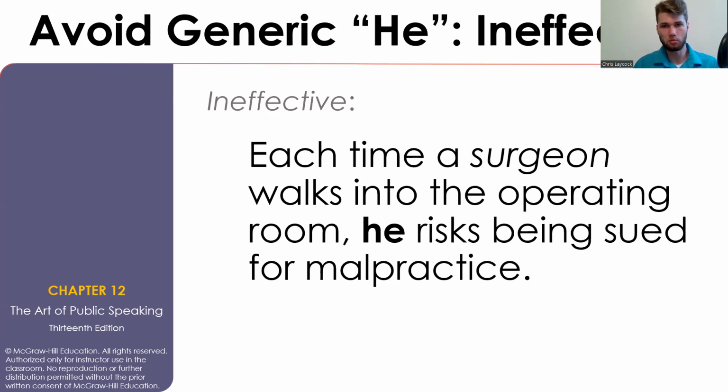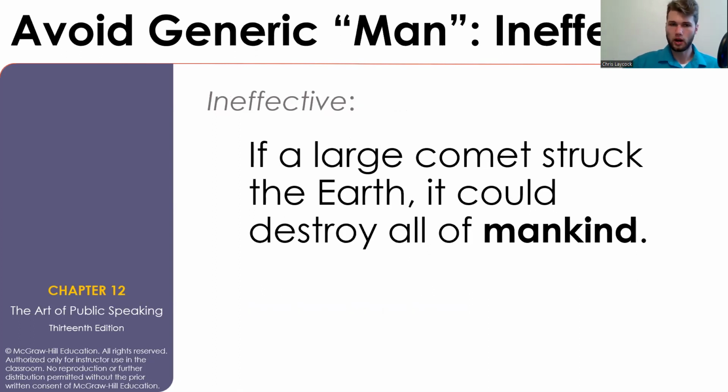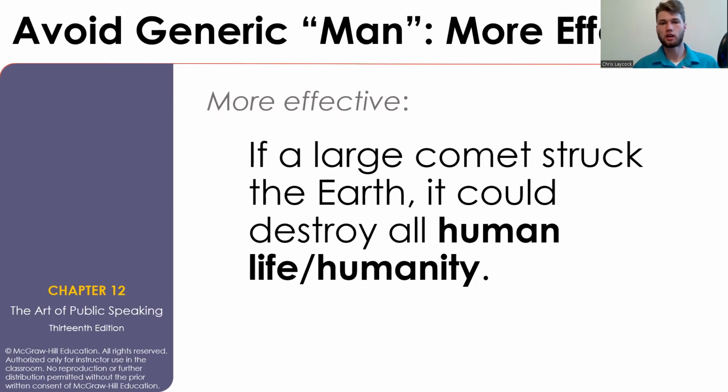So how do we change this to be more appropriate and effective? We simply sub out that he for he or she or they. If you just wanted to say, each time a surgeon walks into the room, they risk being sued for malpractice. You wouldn't say risks, because "they risks" doesn't sound very good. So hopefully that helps you understand why you should avoid that type of language. Second, the generic man. If a large comet struck the Earth, it could destroy all of mankind. We would sub that out for saying, if a large comet struck the Earth, it could destroy all of human life, or just humanity. That's speaking for everybody, not just men, not just women, but everyone.